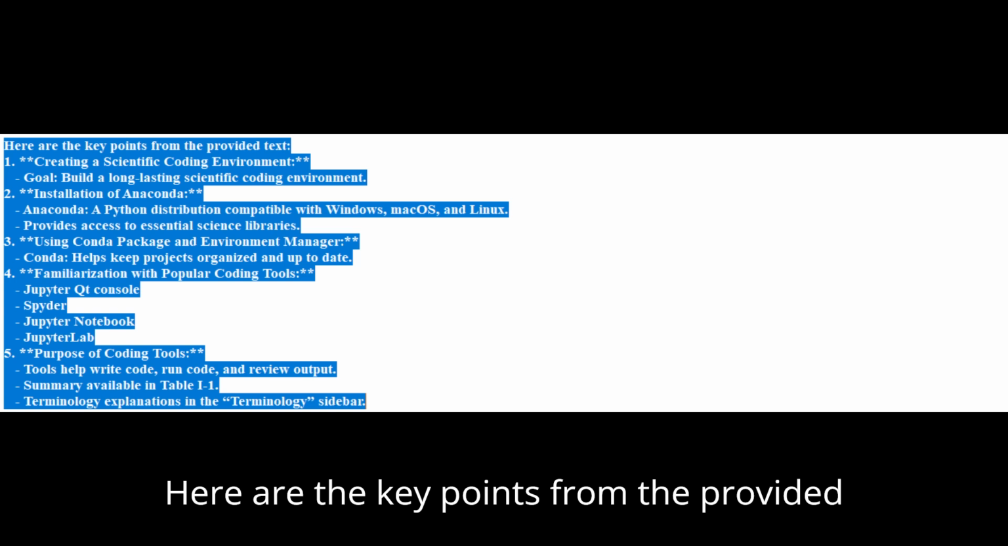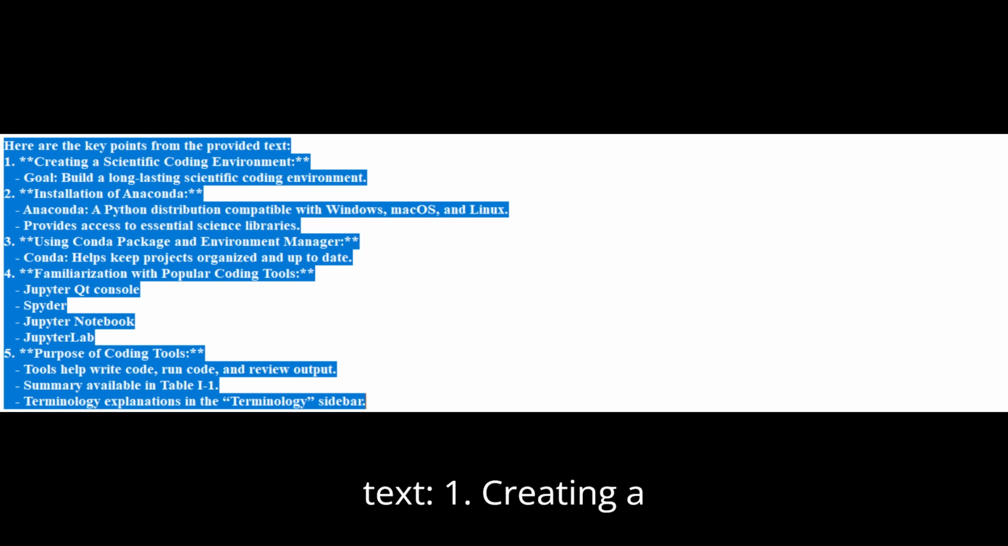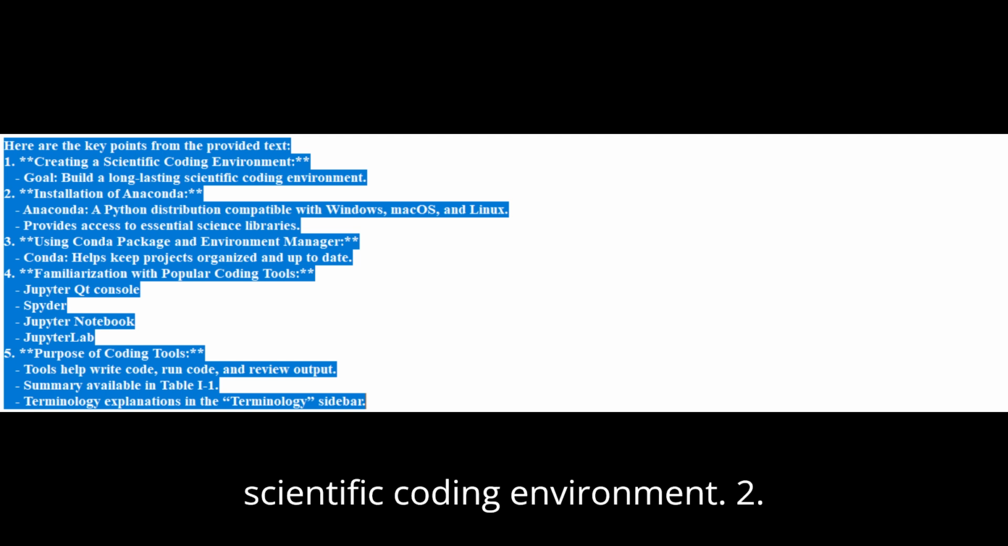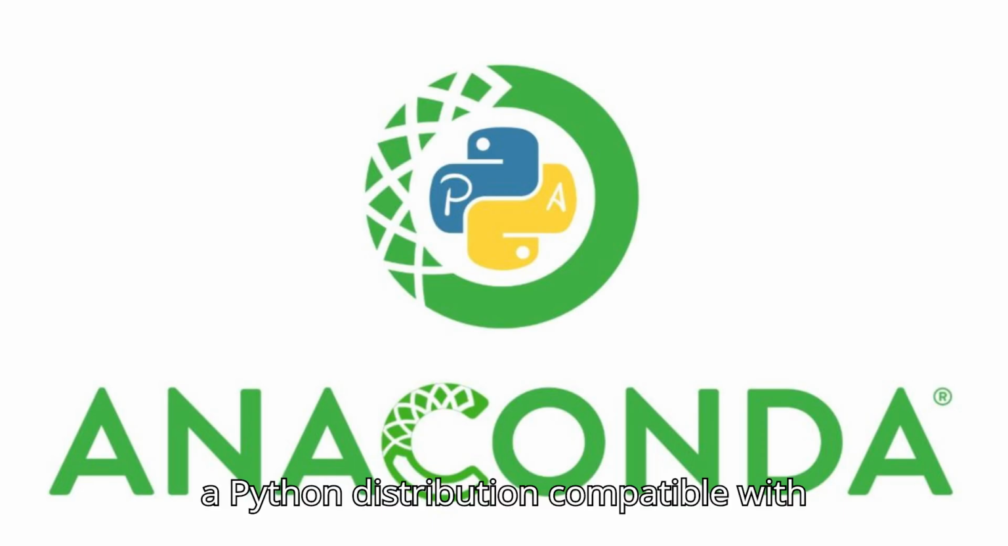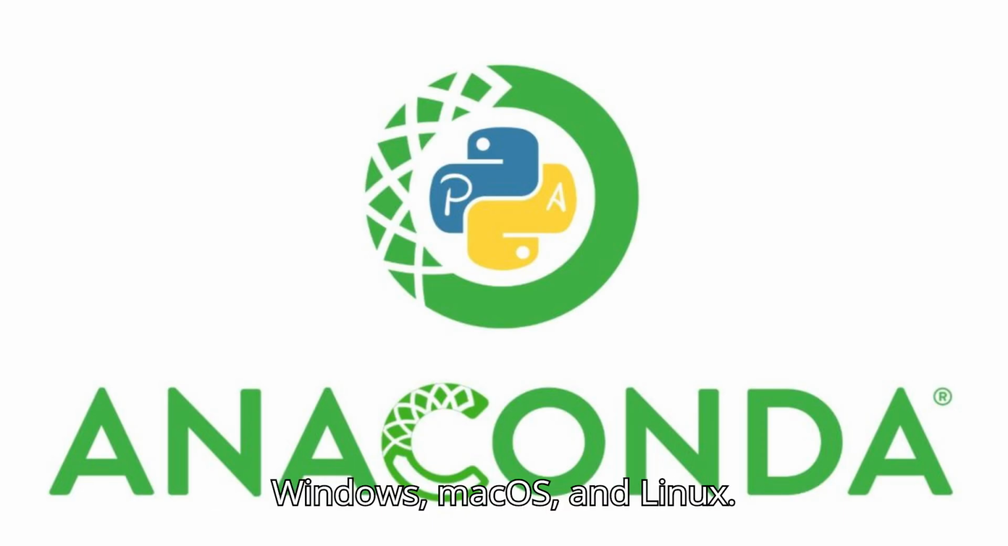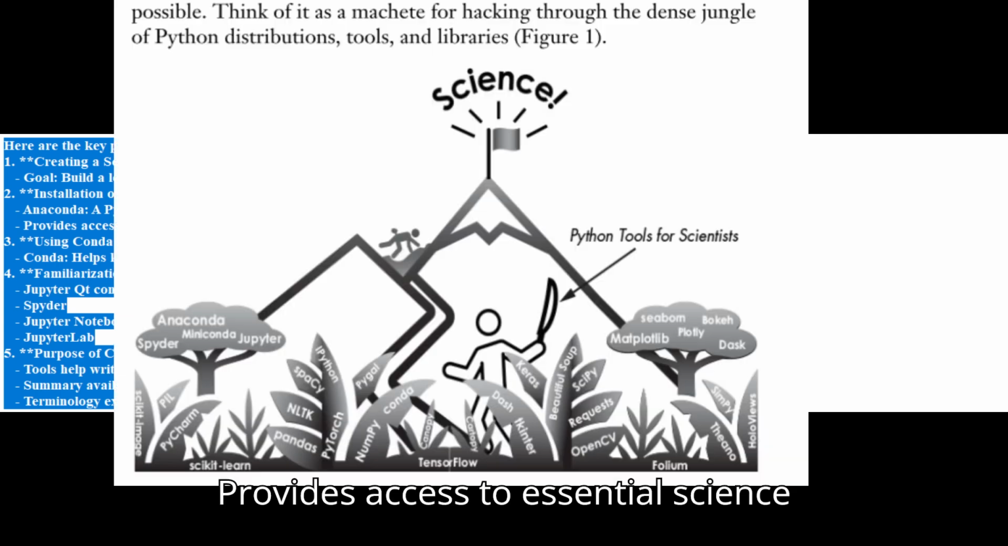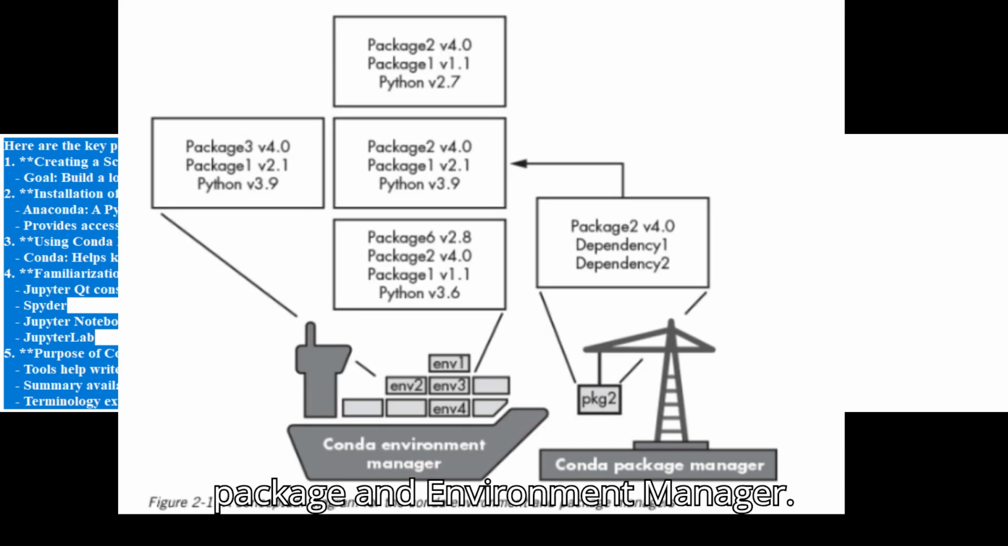Here are the key points from the provided text. 1. Creating a scientific coding environment. Goal: build a long-lasting scientific coding environment. 2. Installation of Anaconda. Anaconda, a Python distribution compatible with Windows, macOS, and Linux, provides access to essential science libraries. 3. Using Conda package and environment manager. Conda helps keep projects organized and up to date.